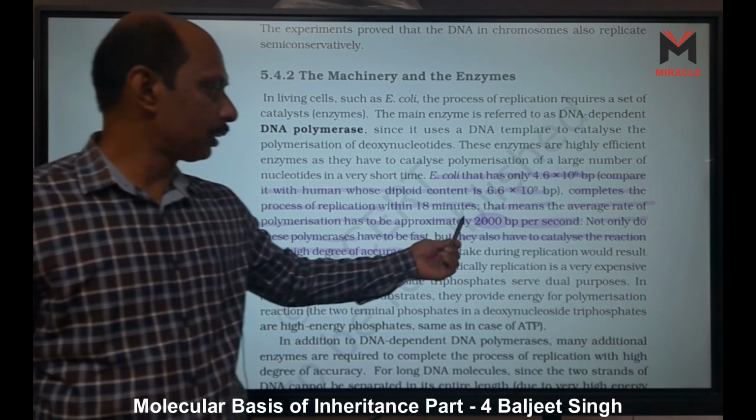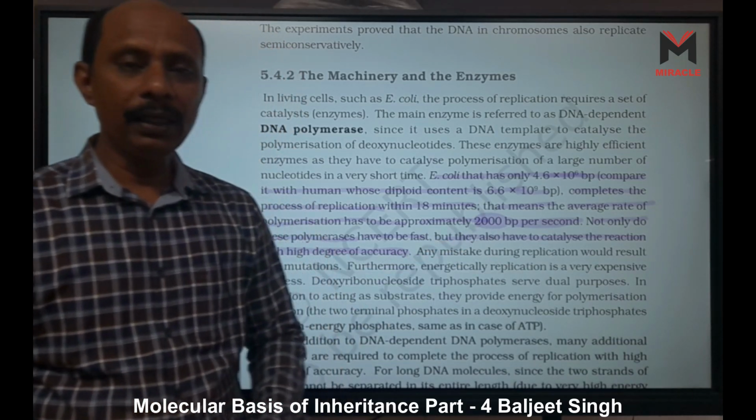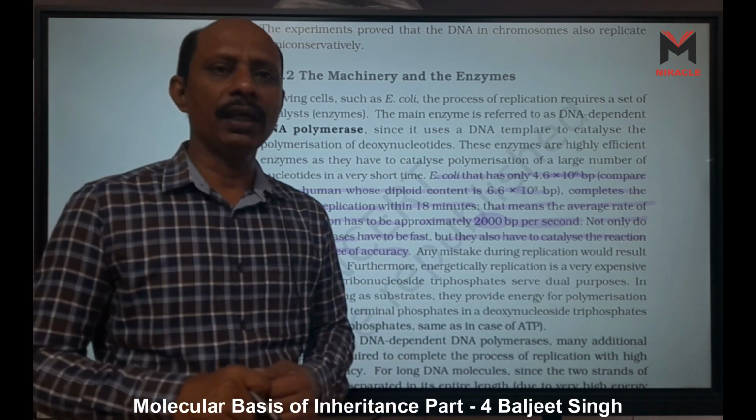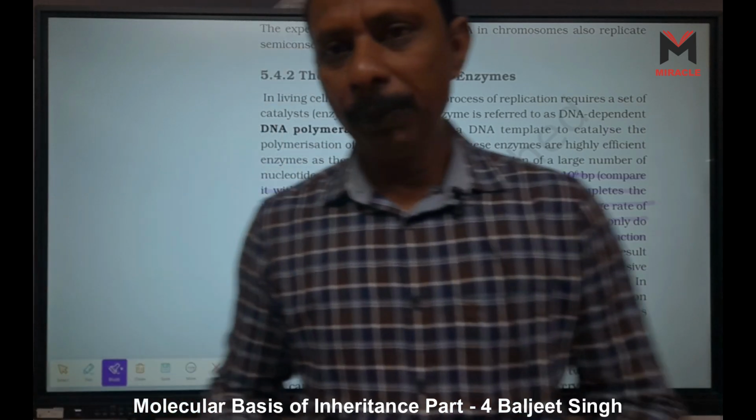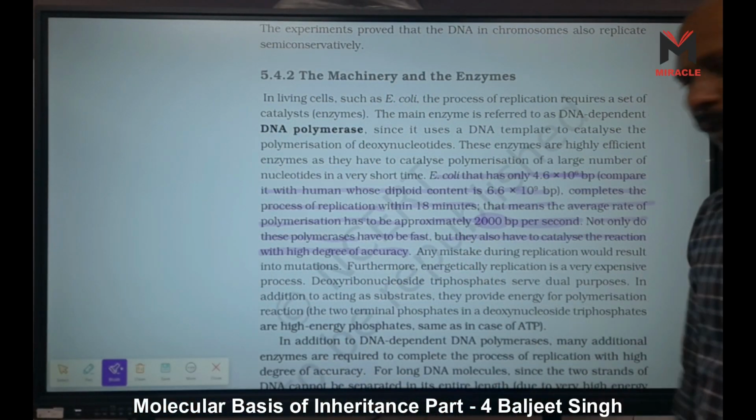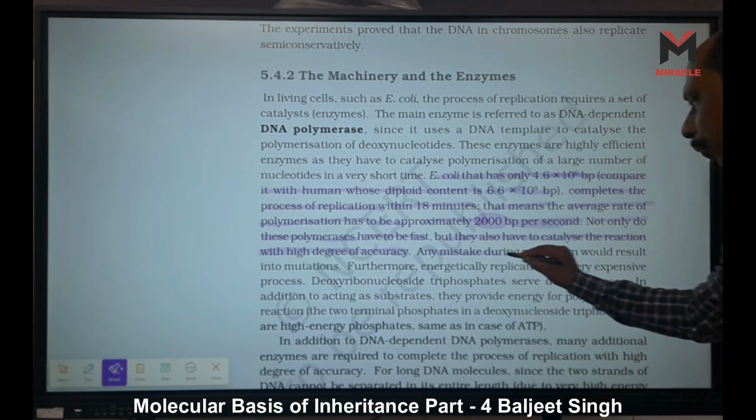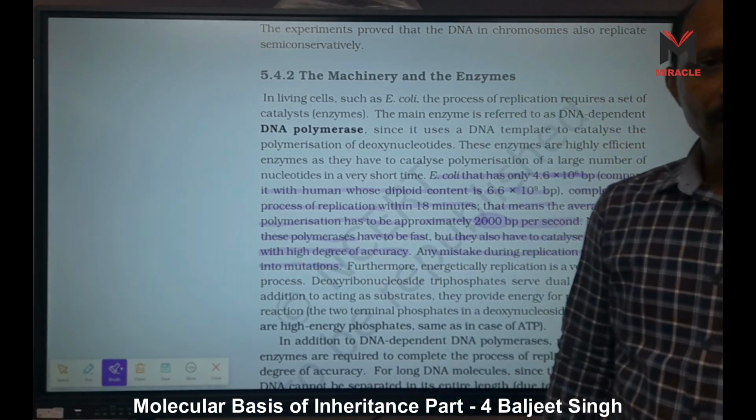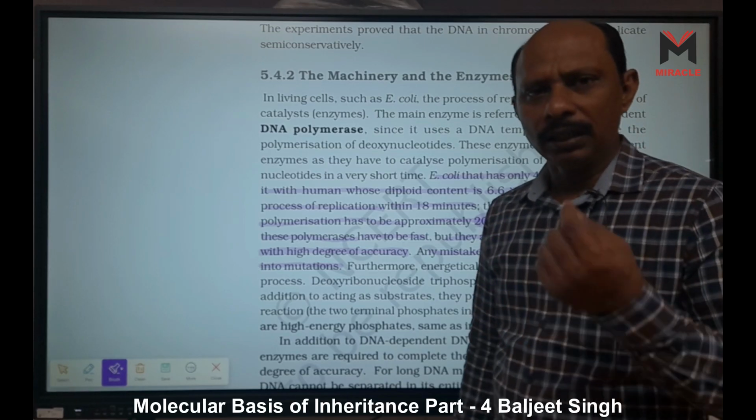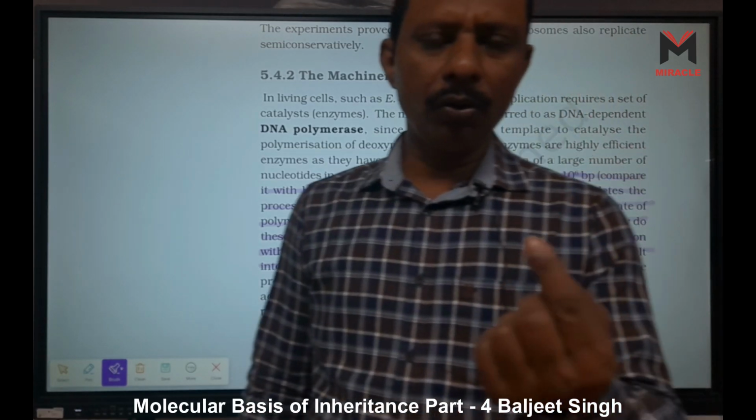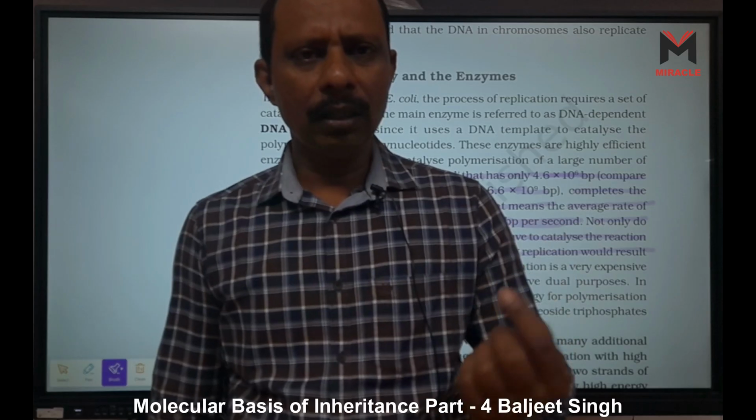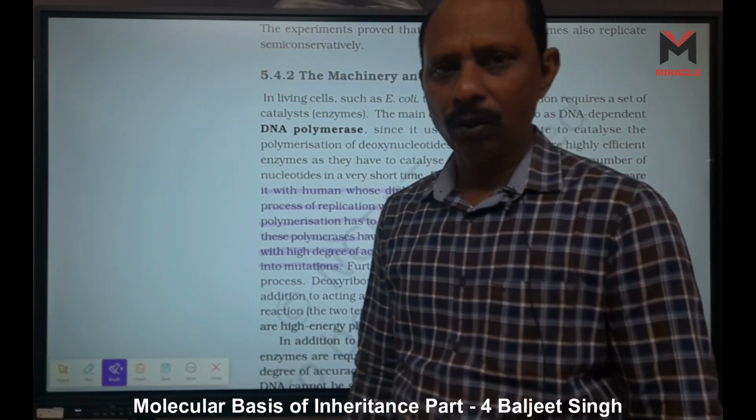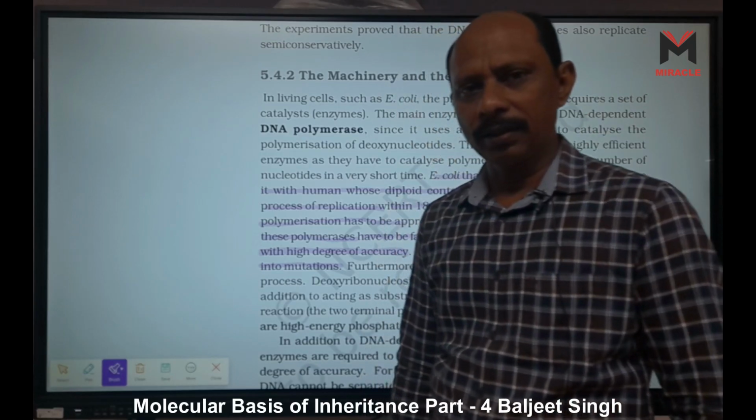So you can multiply this 2000 base pairs by 3.4 angstrom, and then you can get the length of DNA which is prepared in 1 second. Any mistake during the replication would result in mutation. Even a minute mistake, if a single nucleotide mistake happens, a single nucleotide mutation occurs here, like sickle cell anemia, where only a single nucleotide mistake is there, right?